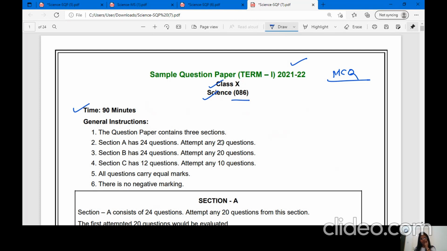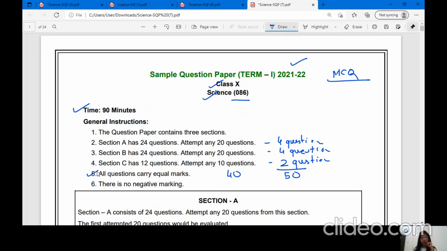The question paper contains 3 sections A, B, C. Section A has 24 questions, but you attempt only 20 questions. So it means 4 questions are extra. Section B has 24 questions, attempt any 20 questions, 4 questions extra in section B. Section C has 12 questions, attempt any 10 questions, so 2 questions extra. So how many total questions are coming? 50. But how many do we have to do? 40. So that we have to judge.